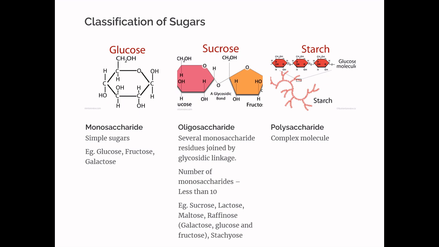When the number of monosaccharides is 2, then we call them disaccharides, and numbers less than 10 are called oligosaccharides. Examples for this class of carbohydrates are sucrose, lactose, maltose, raffinose, etc. The last group is polysaccharide, which is a complex molecule, and many monosaccharides are joined by glycosidic linkages. Examples are starch, glycogen, fiber, and gums.